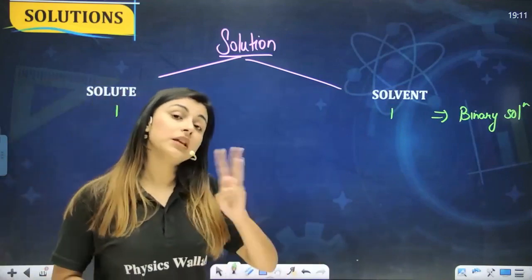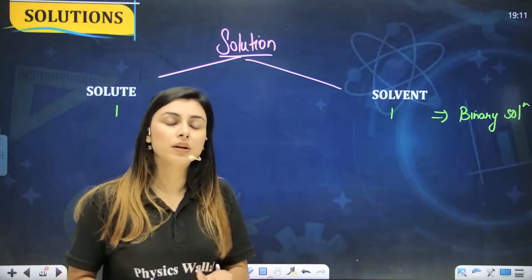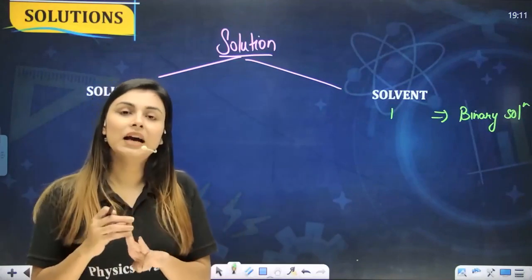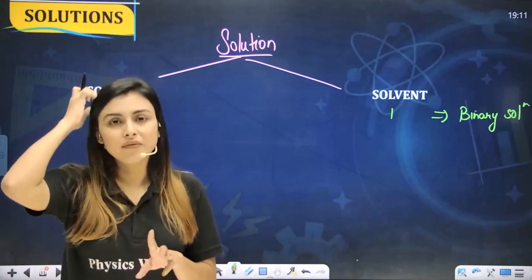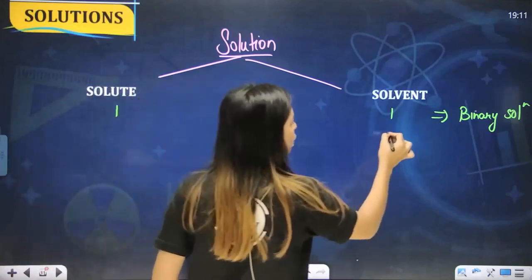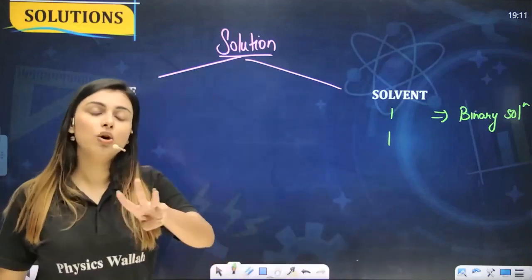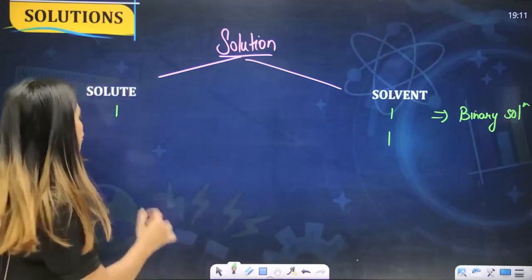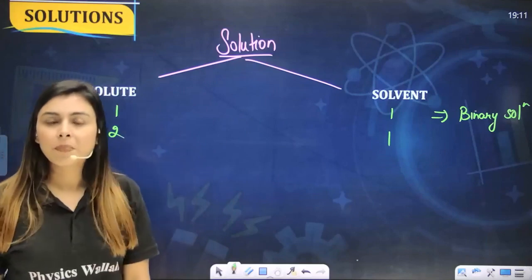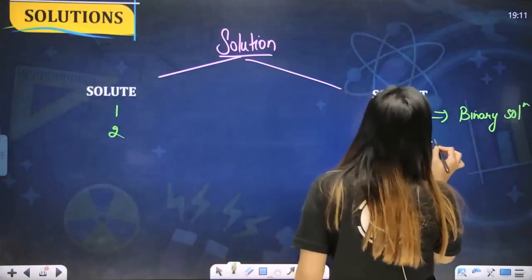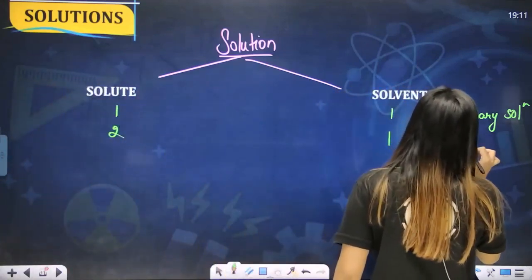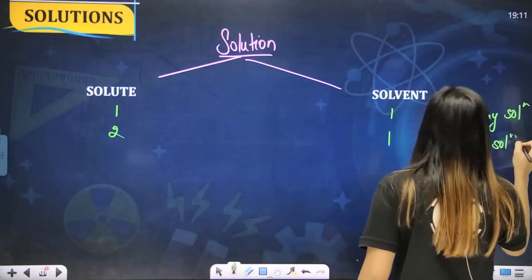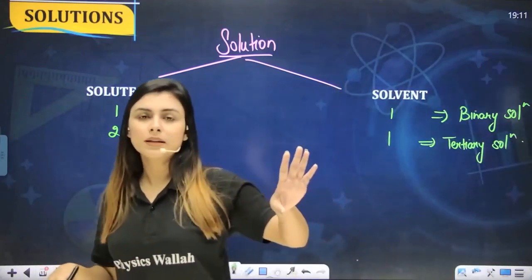If you have three components, I'll have one solvent because I can only have one solvent, right? So I'll have one solvent and still I have three components. If one is the solvent, then the other two would be solutes. So I'll have two solutes here. And this type of solution is known as a tertiary solution. Okay, now I hope this is clear.